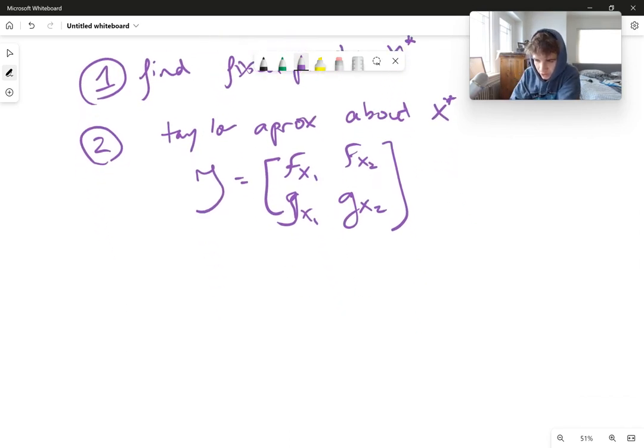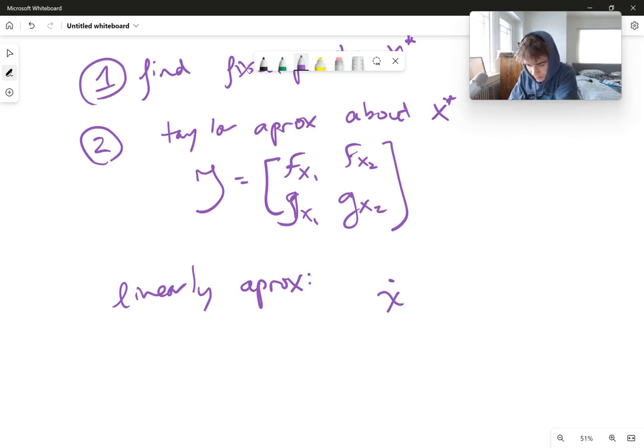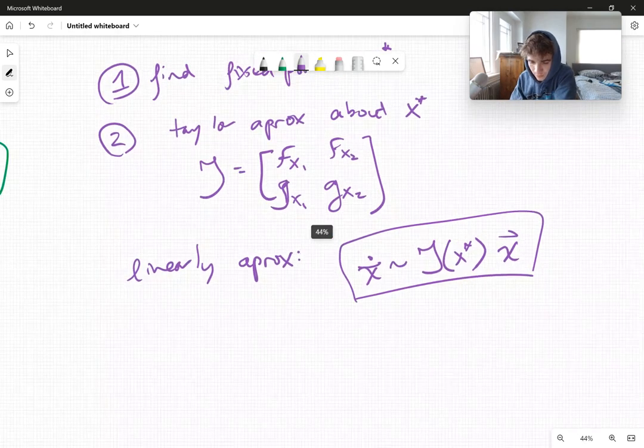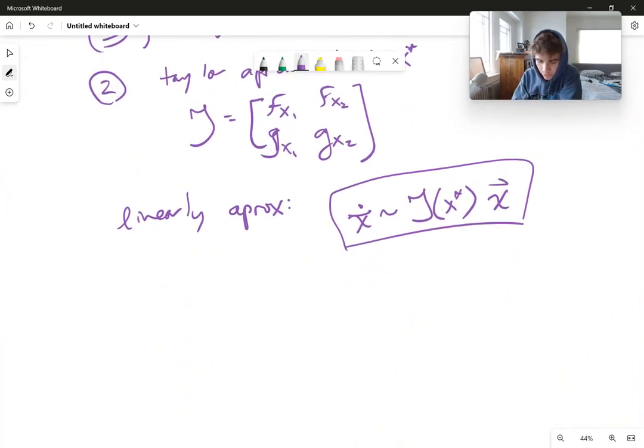And now we're going to linearly approximate about the fixed point. So we're going to say that x dot is approximately the Jacobian evaluated at the fixed point times x, where of course these are vectors. And now we're just going to use the methods that we learned in the last lecture to see what type of system this is. Is this a saddle or a spiral or whatever, by just computing the determinant and the trace. And once we do that, we're going to draw local phase portraits.